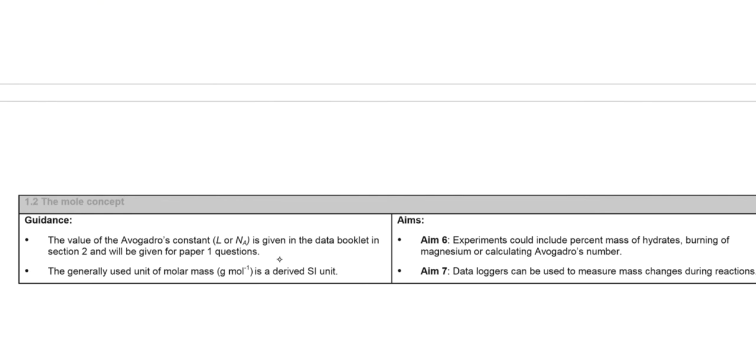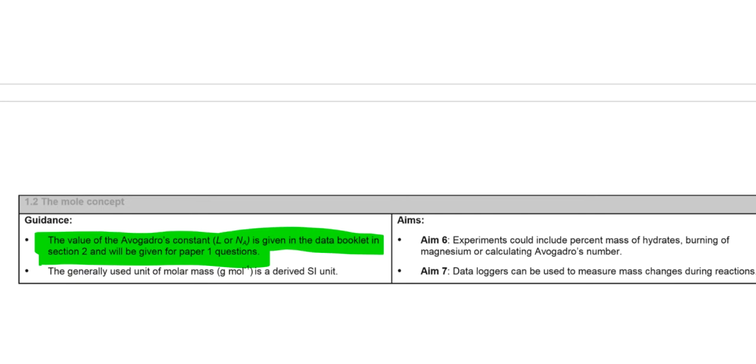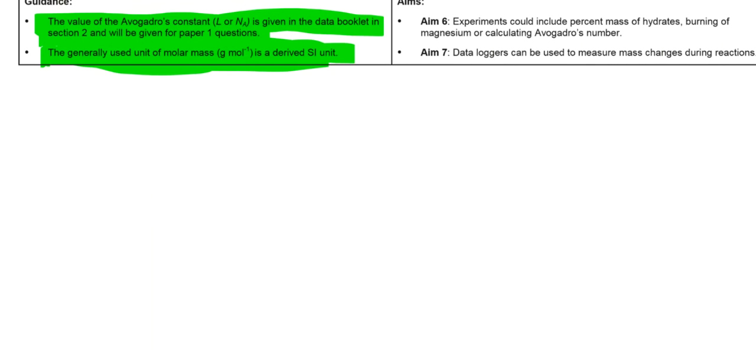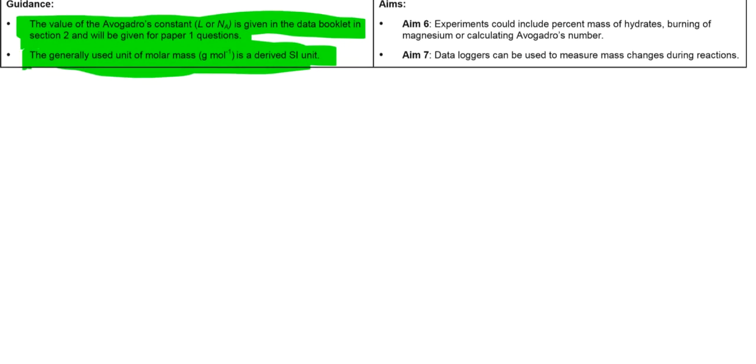Guidance: the value of the Avogadro constant, so the number 6.02 times 10 to the power 23. That's Avogadro's number, and it's given in the data booklet, so you don't have to memorize it, but you get used to it, and after a while you just remember. The generally used unit for molar mass, the SI unit, we mentioned this earlier, just remember that one, because sometimes if you like to use units in your calculations, you need to make sure the units cancel out, and it's a good way to check whether your answer is correct or not.